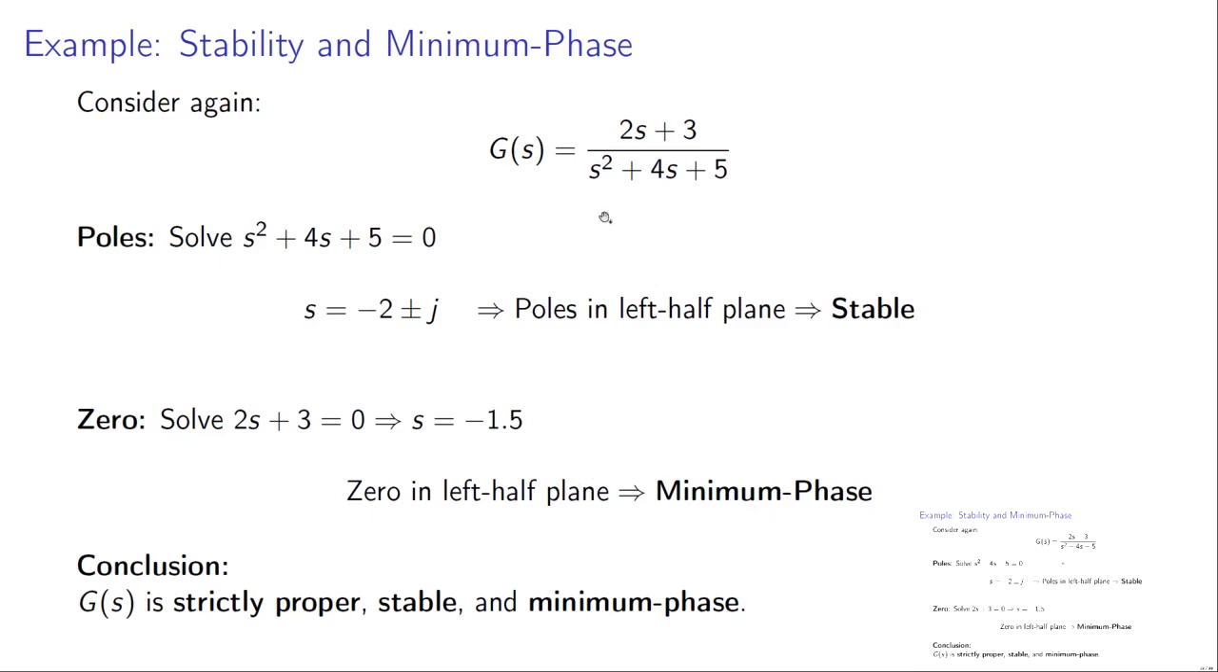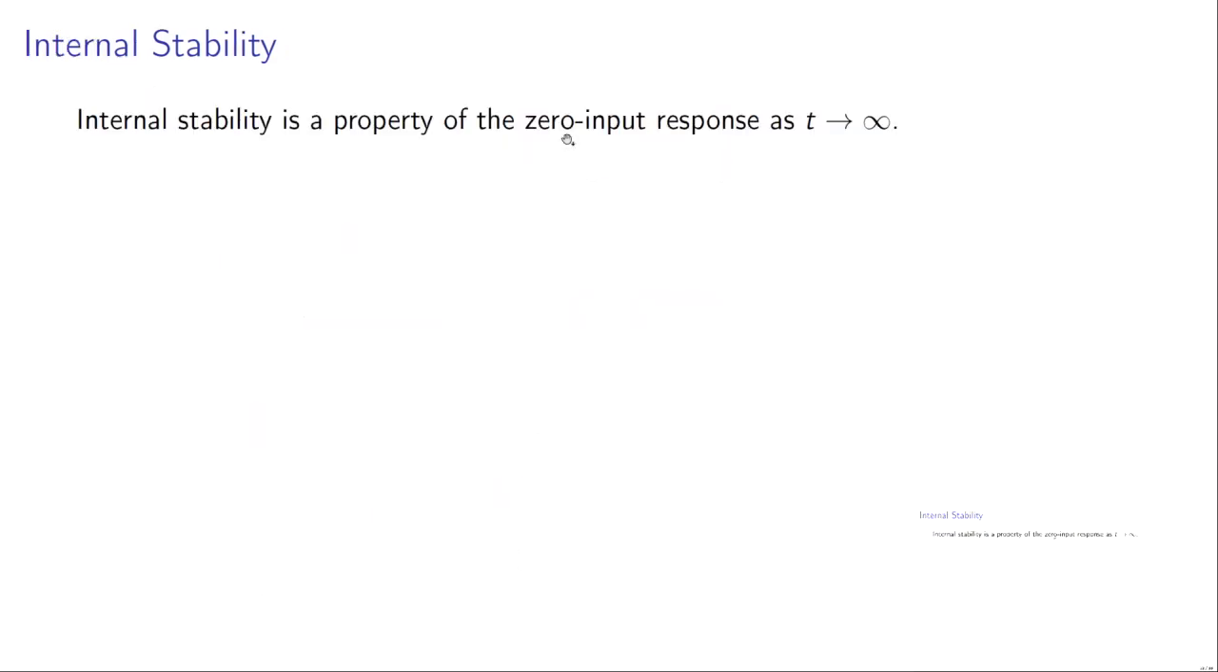So the conclusion is that this transfer function is strictly proper, because the degree of the numerator is smaller than the degree of the denominator. It's stable because all the poles are located in the open left half of the plane. And it's minimal phase because both the poles and the zeros are in the open left half plane, so they all have negative real part. If it's not the case, it's going to be called a non-minimal phase system.